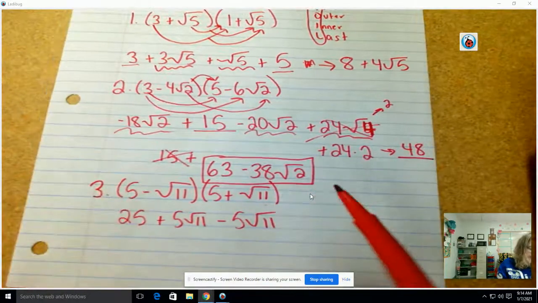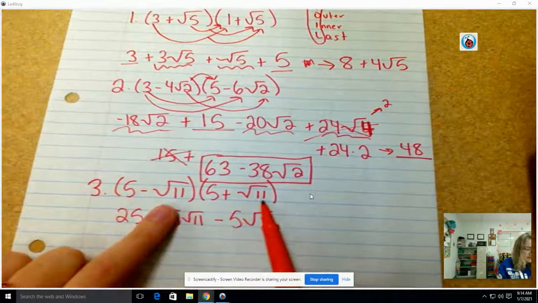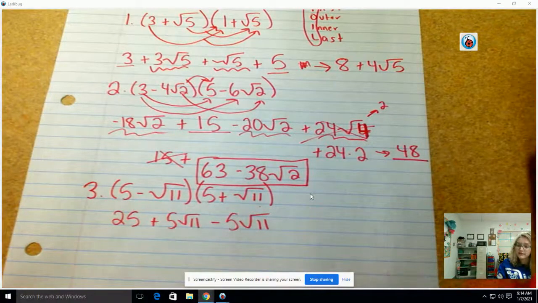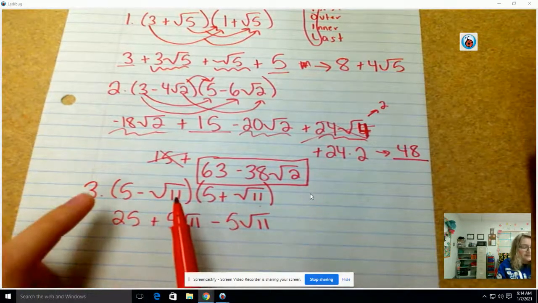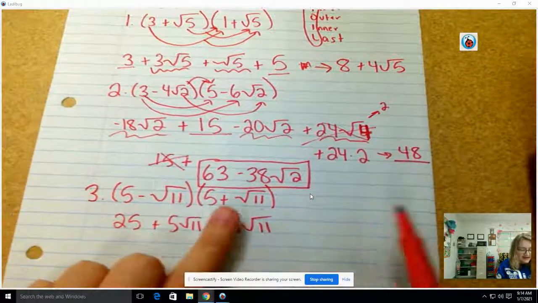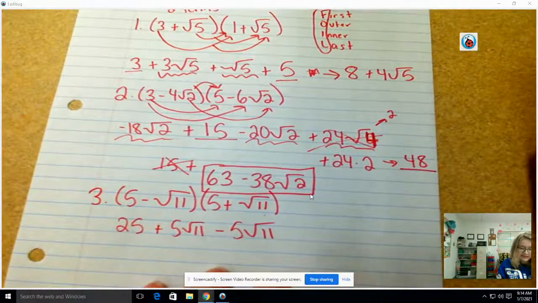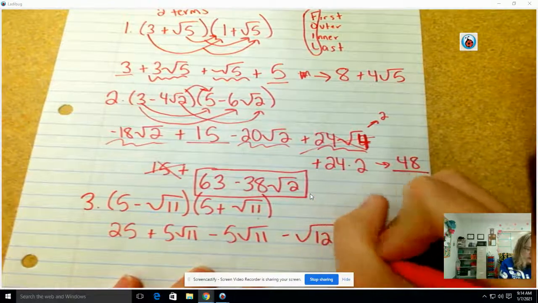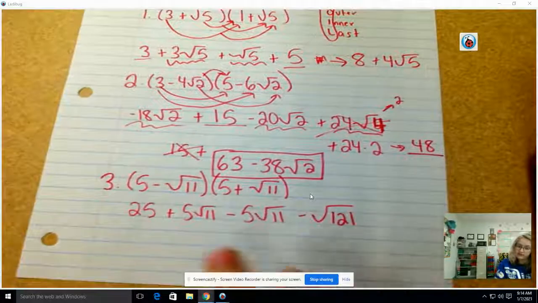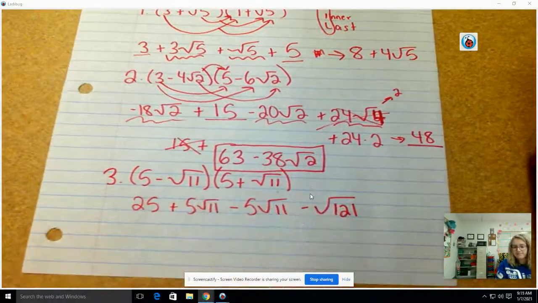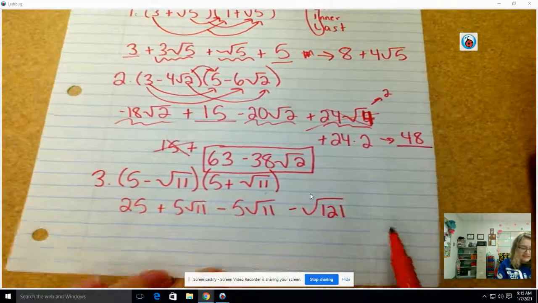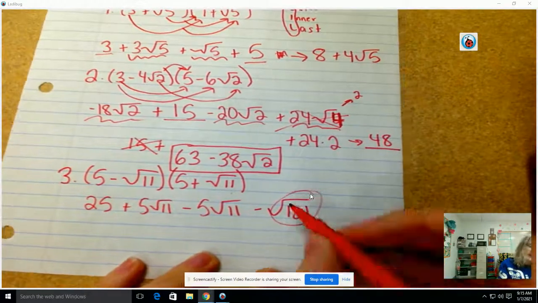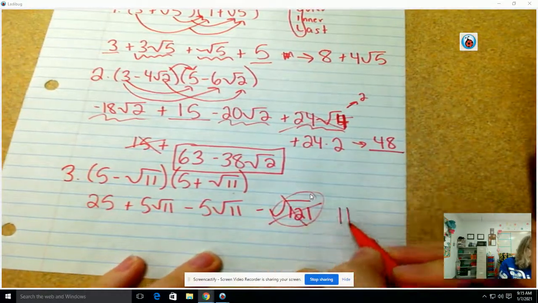Let me start over here with the sentence. Negative radical 11 times radical 11. That's either going to give me -11 or it's going to give me negative radical 121, whichever rule you would like to follow, just multiplying on the inside. We can go ahead and see if we can simplify anything. We can simplify this 121 because that's a perfect square. That's going to turn us into that 11.